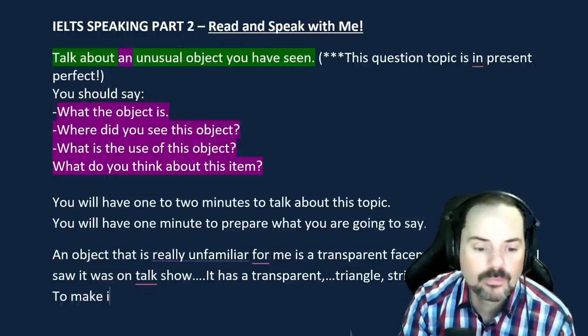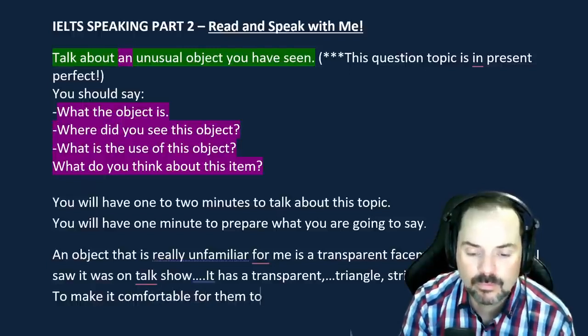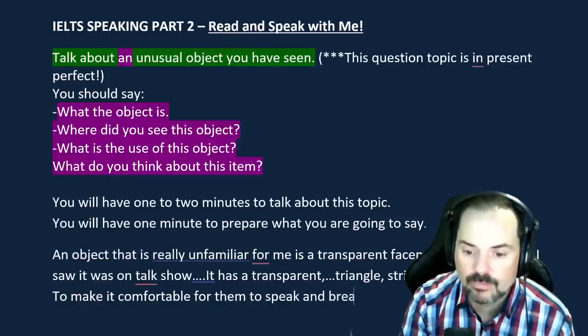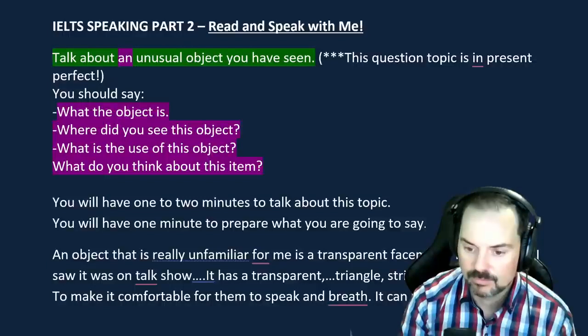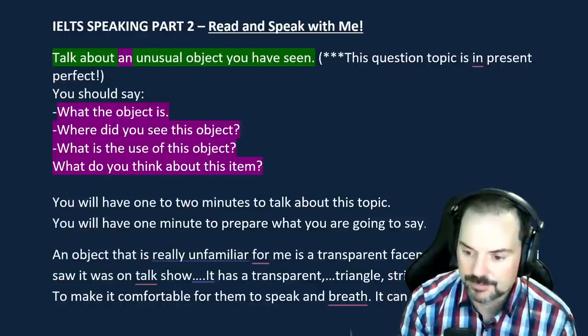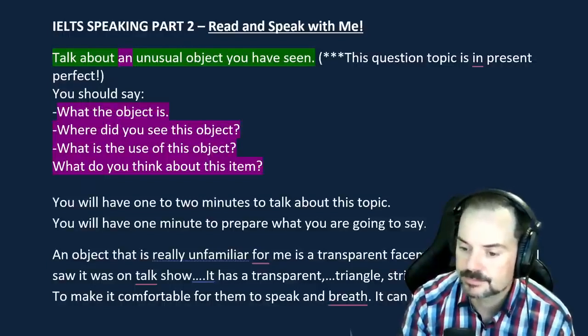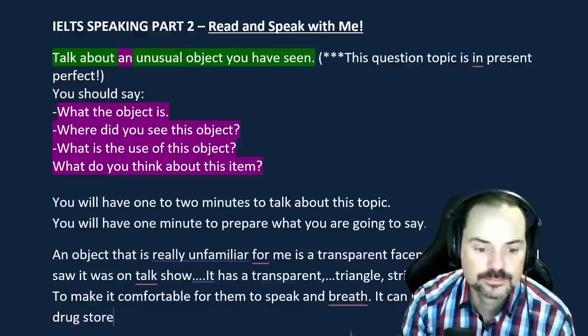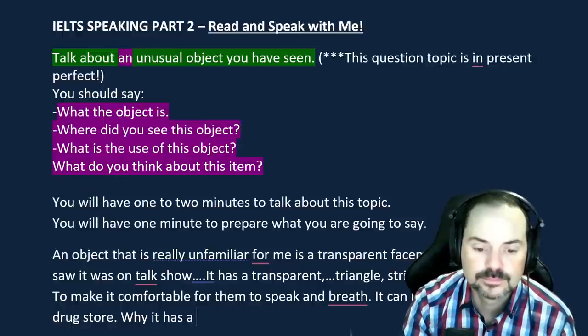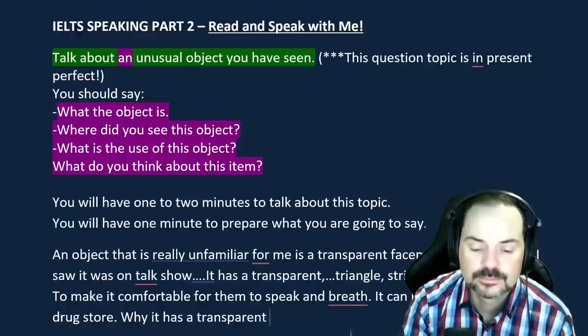I have searched for that mask actually, and it can be bought at the local drugstore or even e-commerce, with the price of $5 each. Why does it have a transparent plastic shape in front of it? It helps people to see the mouth of the speaker, even though they use masks. So the articulation of the people is easier to understand.